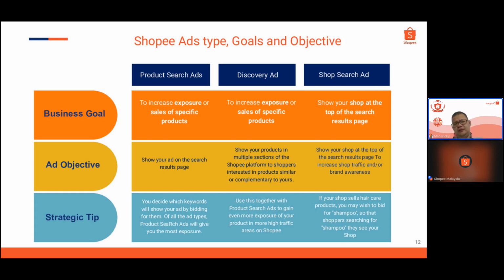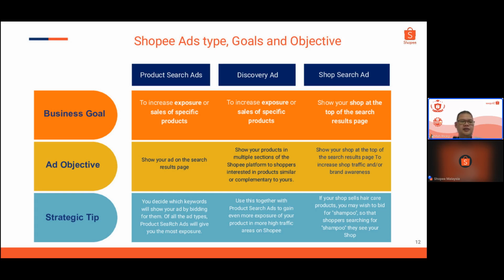So the first one is the product search ADS. For product search, what is the business goal? The business goal is to increase exposure or sales of a specific product. So this is the goal. For me, exposure is always number one, or another way I call it, traffic. The business goal is to increase the traffic.